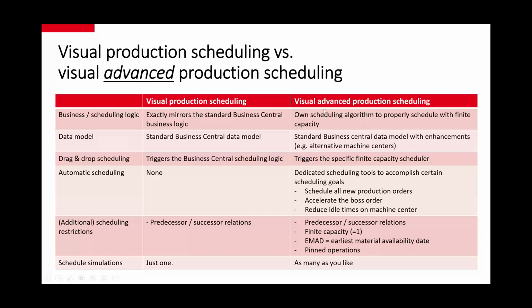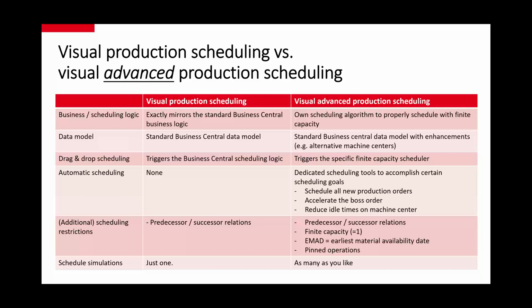So when we look at the Visual Advanced Production Scheduler, the first difference is when it comes to the scheduling logic. With the Visual Advanced Production Scheduler, we no longer exactly mirror the standard Business Central business logic. We try to do as good as we can. However, when it comes to the process of scheduling, when it comes to the process of changing the time or changing the resource assignments, then we have our own scheduling algorithm that helps you or your customers to properly schedule with finite capacity.